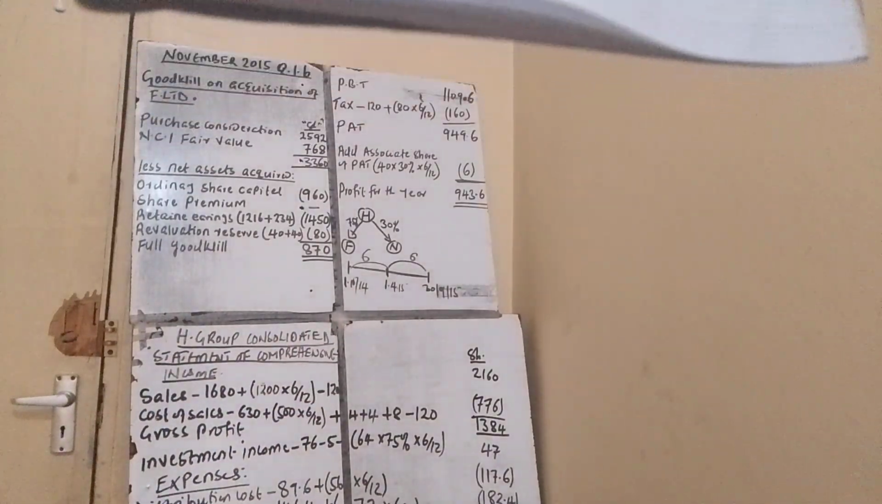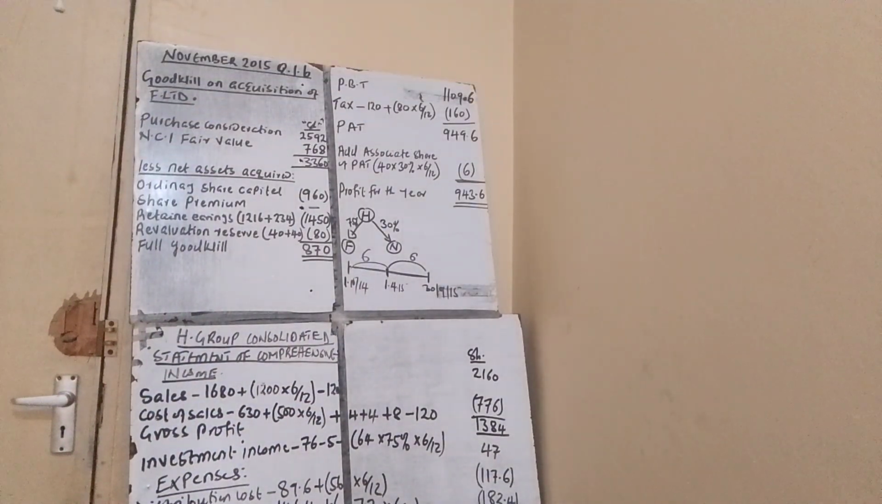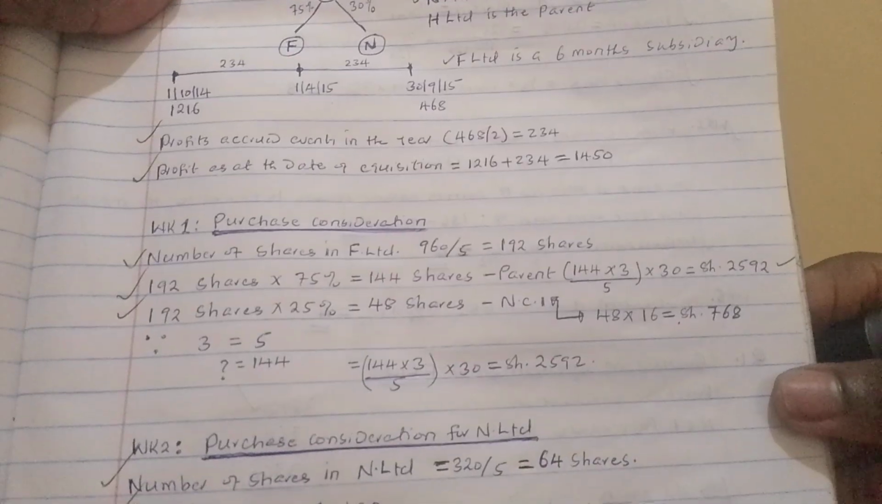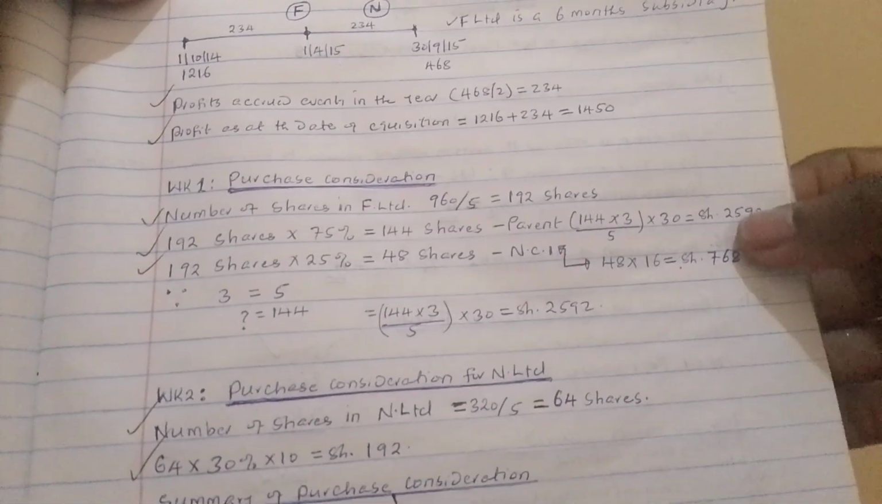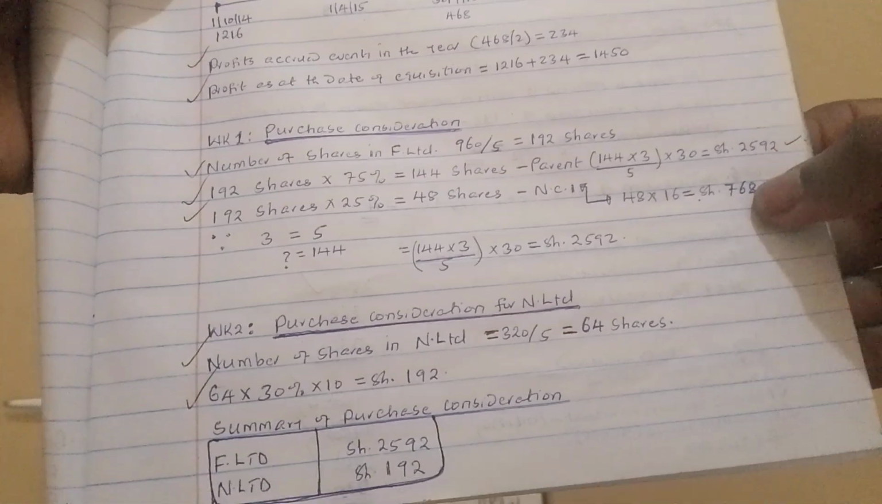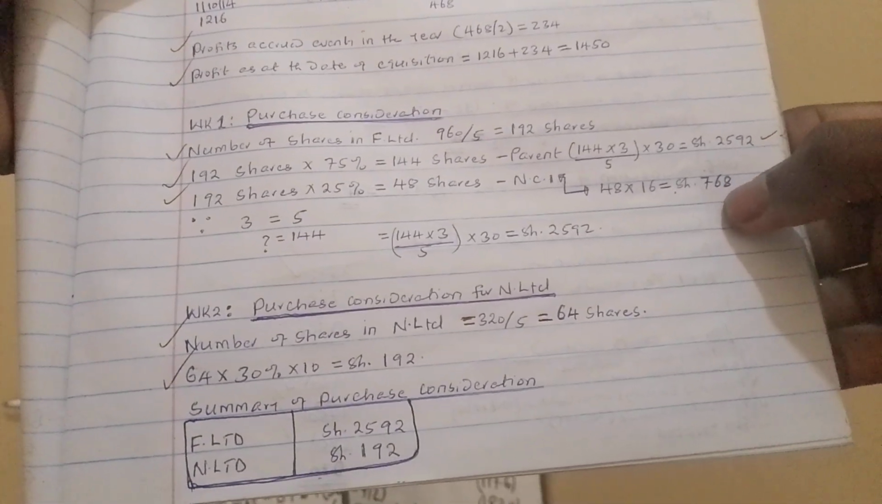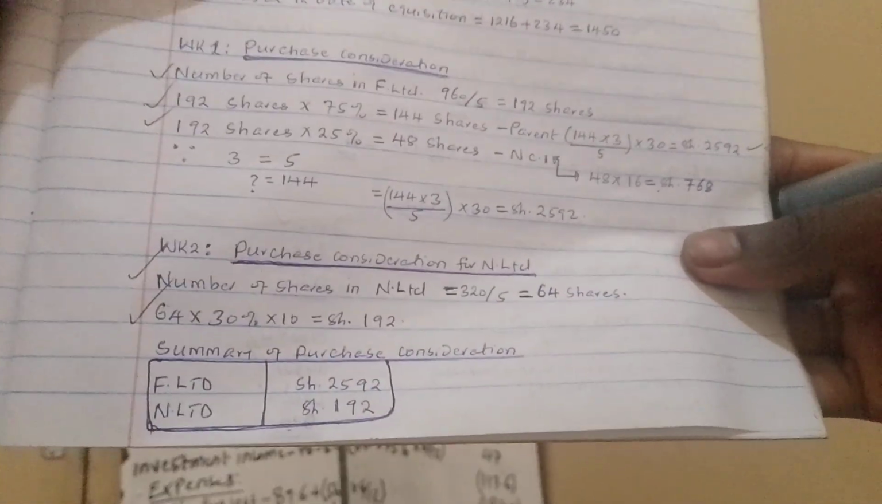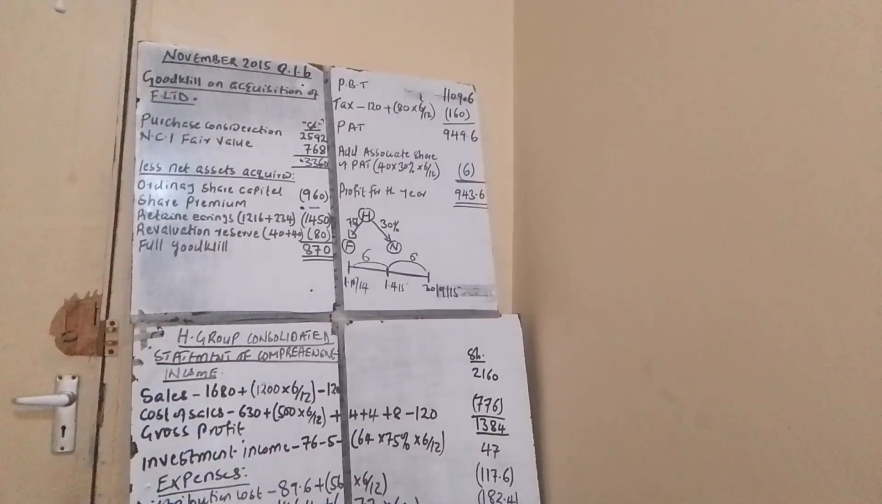Now the other thing that I will take, so we have seen the purchase consideration. You have seen what was paid by the parent to acquire the subsidiary is 25.92, and the NCI paid 768. Now look at the purchase consideration for the associate. How much did we pay to acquire the associate?